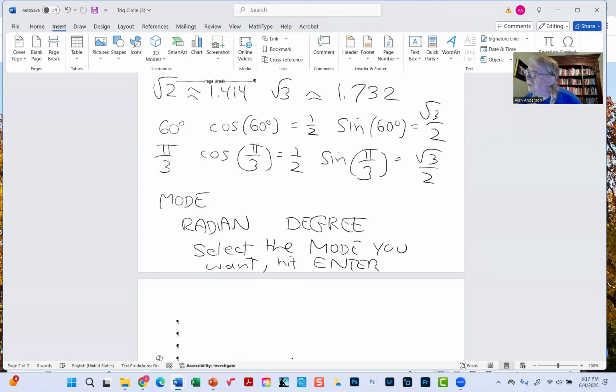All right, so we can confirm these by starting out. Make sure you're in the degree mode. Then literally all you have to do is type 60, and then the cosine button is directly above the left parenthesis. So just hit the cosine button, enter. Oh, I'm sorry. You have to hit cosine first. I forgot. Every calculator is a little bit different.